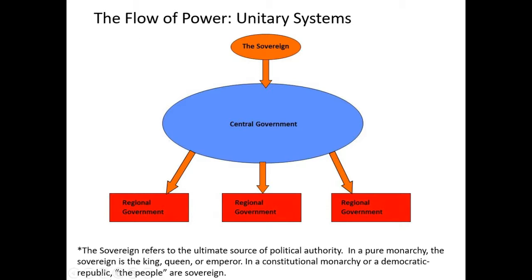Now, this distinction here that I've got this little asterisk point, it really is a footnote, particularly for our purposes.